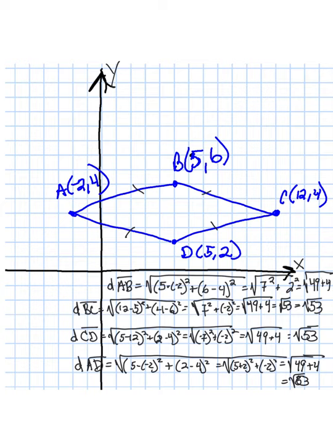The only difference would be if the slopes are opposite reciprocals of each other. So let's just find the slope of segment AB and the slope of segment BC, so we can see if these form a right angle. Because remember, if it has one right angle, then it would be a square because all 4 sides are equal.